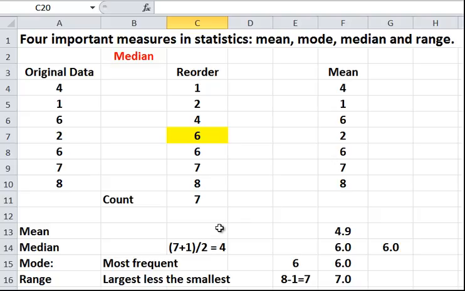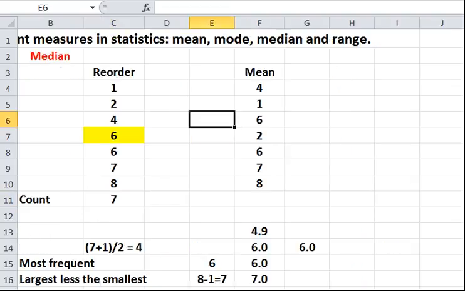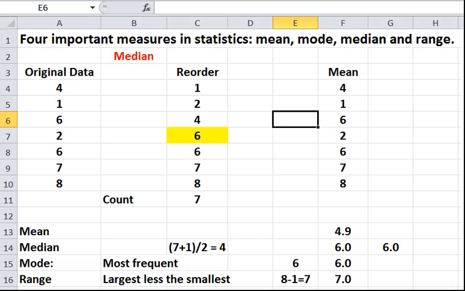However, you can use Excel to calculate these if you want. First of all, let's look at this count number here. It's got 7. We know there are 7 data points. If you click on it and look at the formula at the top, we've got equals count C4 to C10.